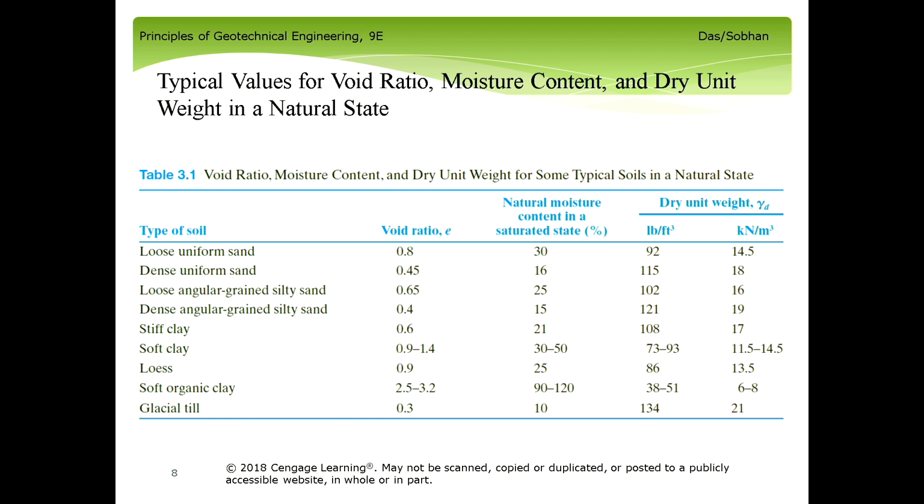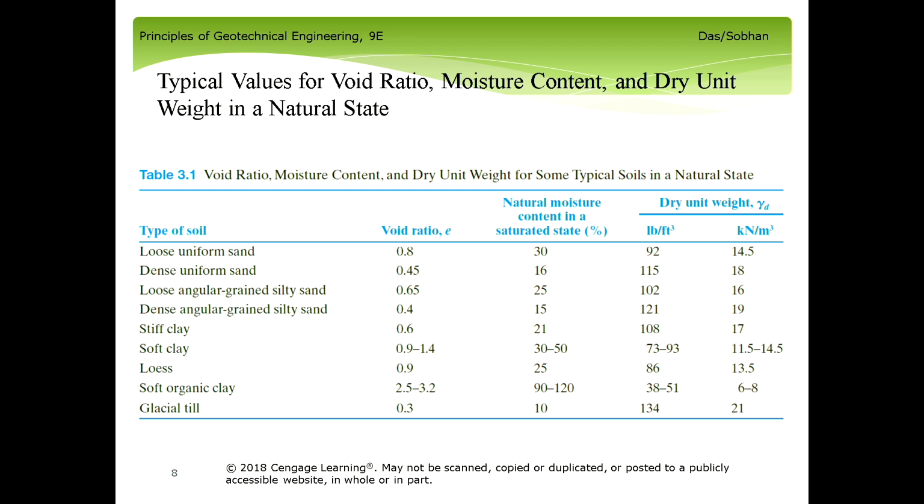And clay, stiff clay, soft clay, they have a void ratio of about 0.6, or 0.9 to 1.4, and the natural moisture content is a little bit high, because we say that clay can absorb water, because clay has minerals, right? The minerals can absorb a lot of water. This is why the water content of clay is higher than the other soils.